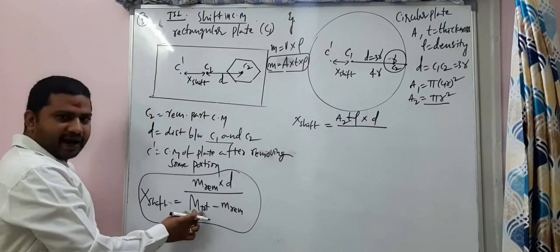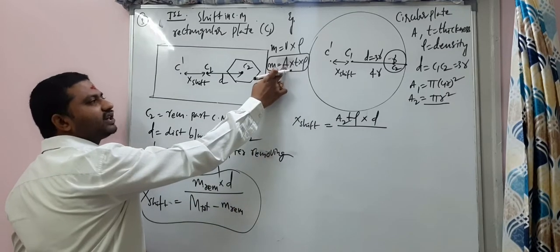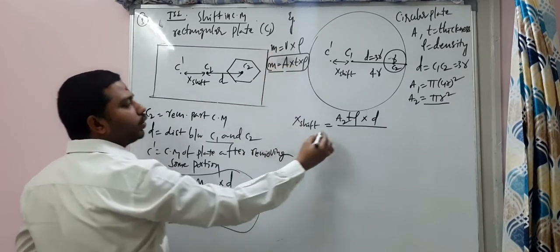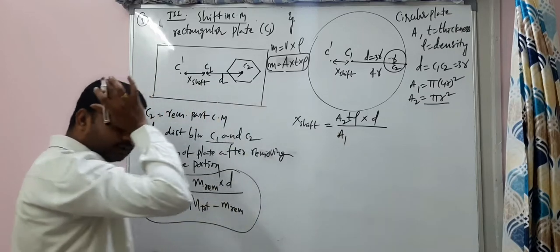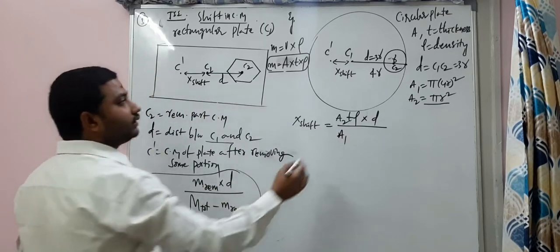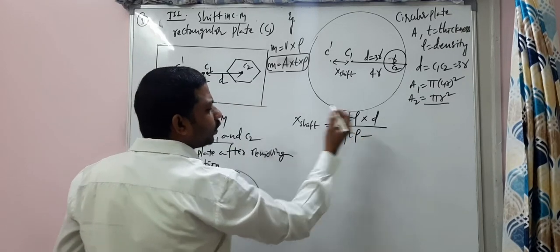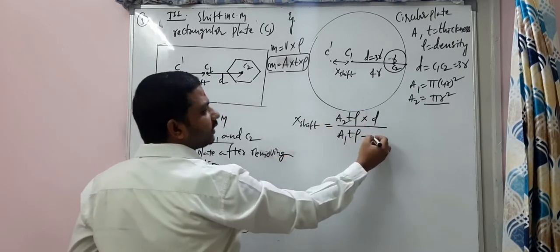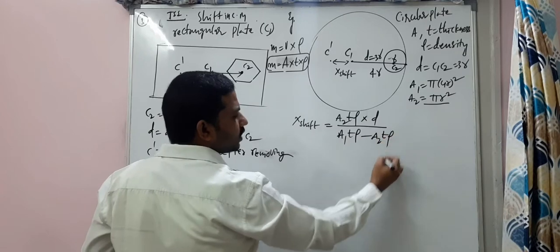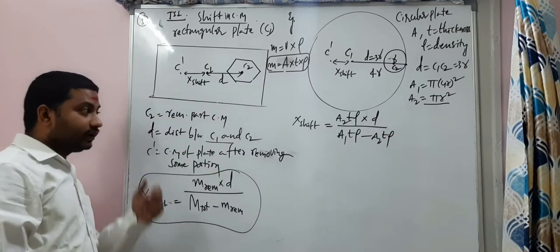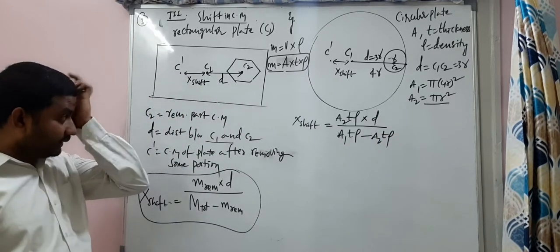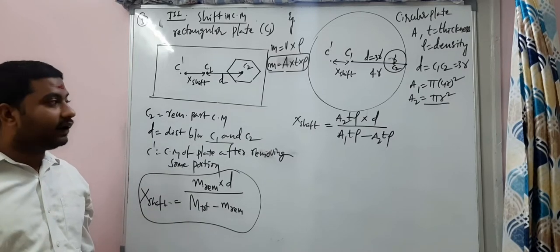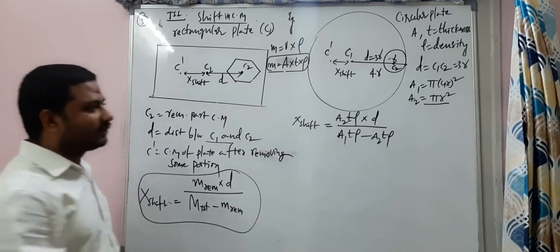So total mass is equal to initial total area into thickness into rho. Total area is A1 here. Total area A1 into thickness into rho, minus mass removed. Already the mass removed we have written here: A2 thickness rho. Right? You understand? Everybody? One easy expression you have got.